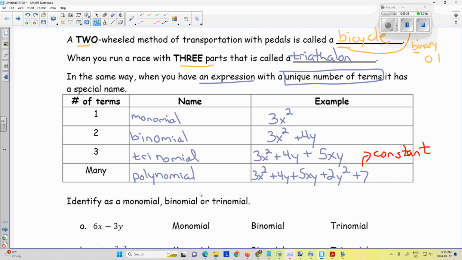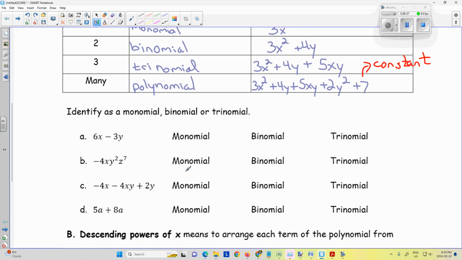So maybe you're kind of getting this and you want to pause and try this one on your own. Come back or restart the video and try to identify these. Is it a monomial with one term, a binomial with 2 terms, or a trinomial with 3 terms? So I'm going to look here.